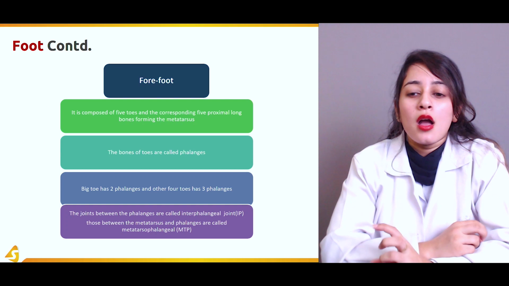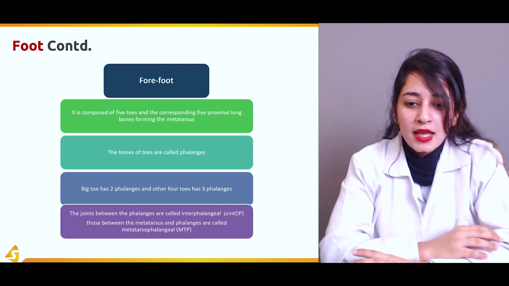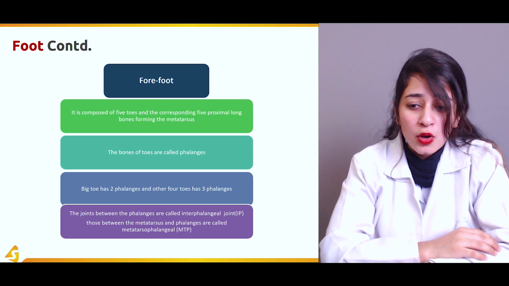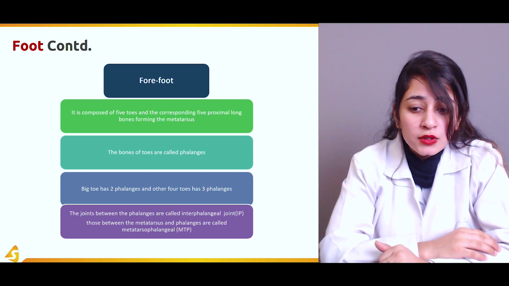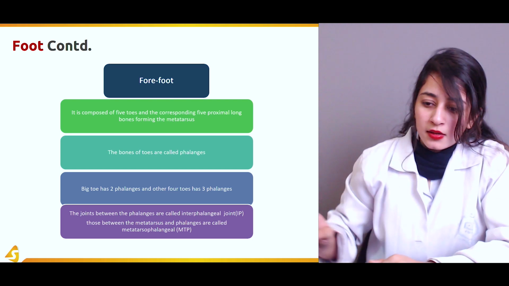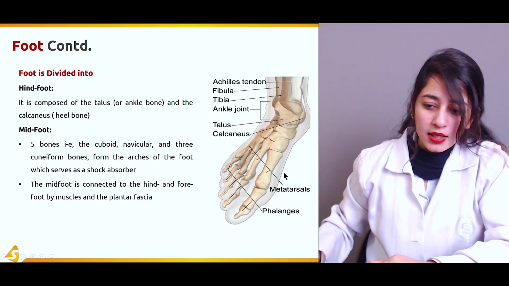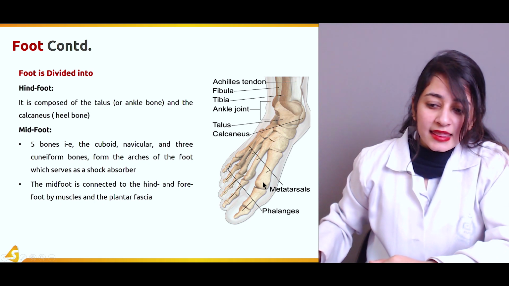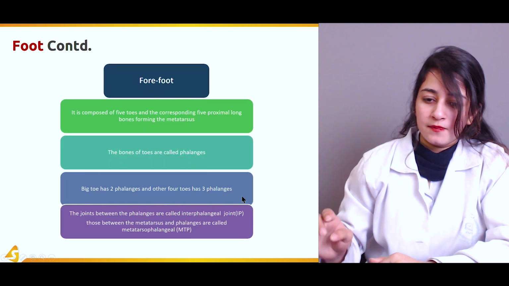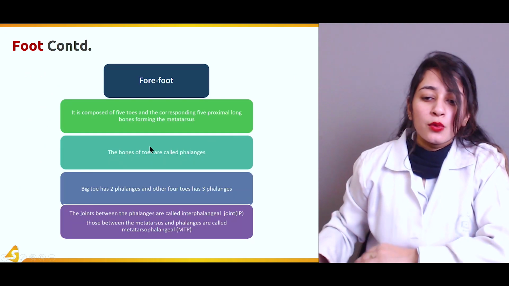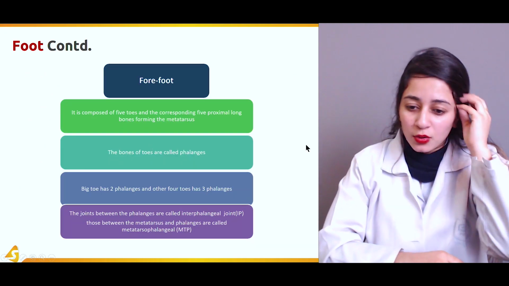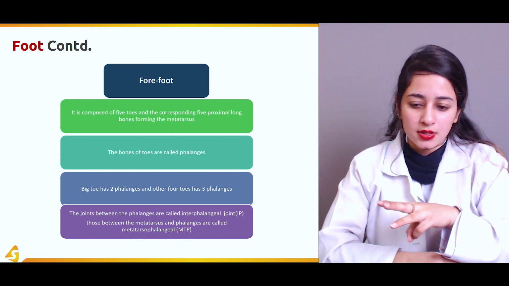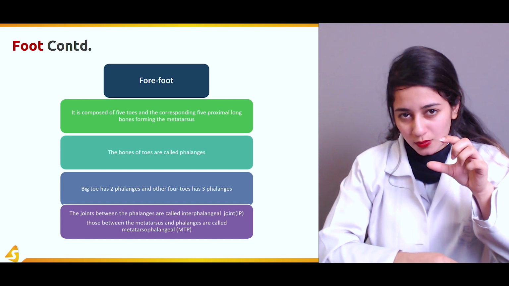Okay, now we're going to discuss the forefoot. It is composed of 5 toes and the corresponding 5 proximal long bones forming the metatarsus. Here are the metatarsals: 1, 2, 3, 4, and 5. These long bones are metatarsal bones, and in the end we're having phalanges. The bones of toes are called phalanges. Big toe has 2 phalanges, and other 4 have 3 phalanges. So that's quite simple. Big toe is a bit small.